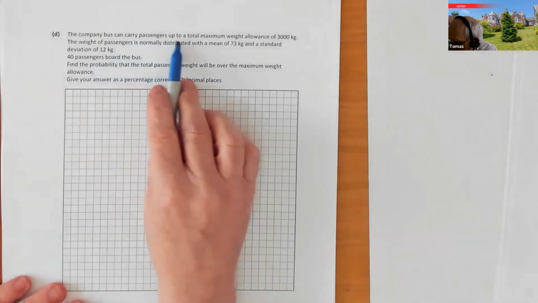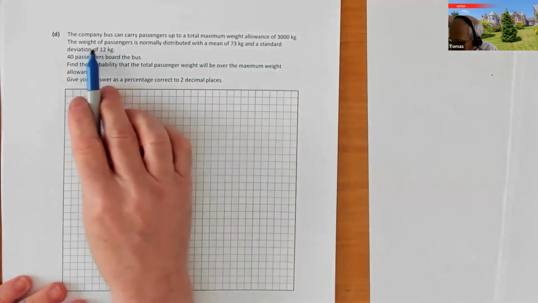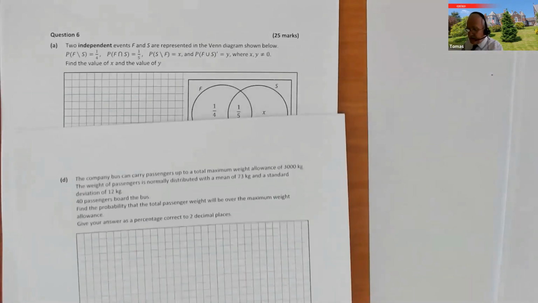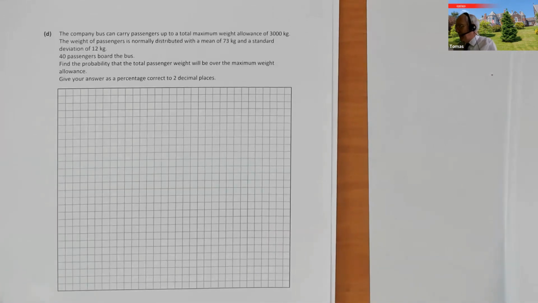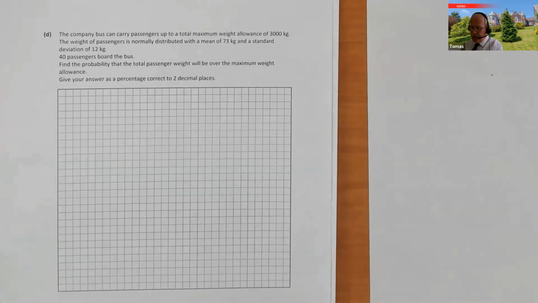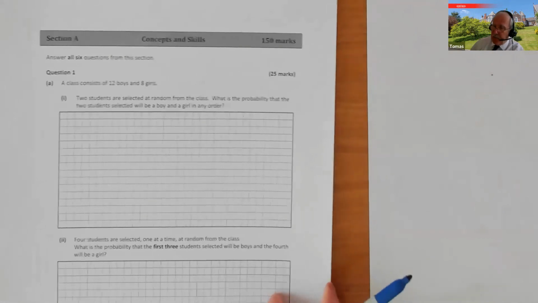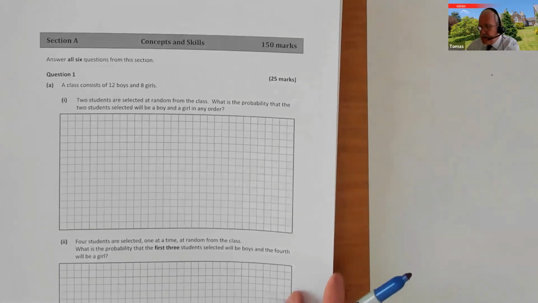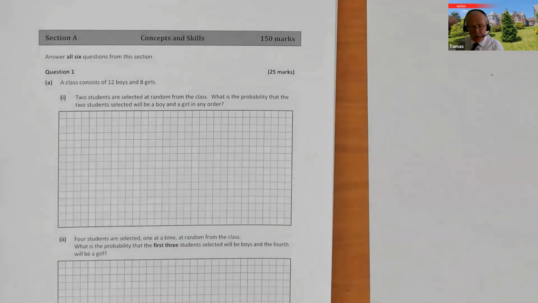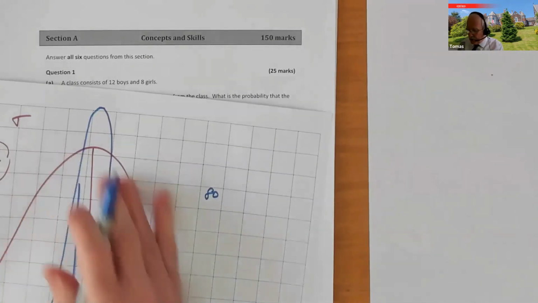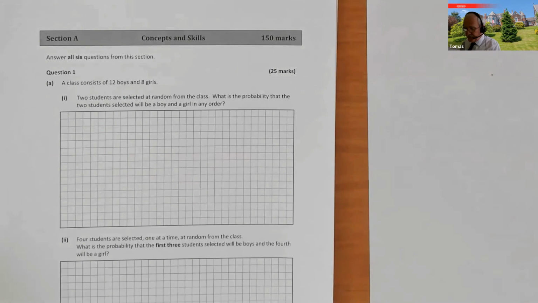The company bus carries a total maximum weight of 3,000 kilograms, and it's a similar approach there for that. So just know whether you're using the proportions or you're looking at the standard errors. The same graph applies. You're going to figure out how many are above it, how many below it, or use the graph to say how many are in it.